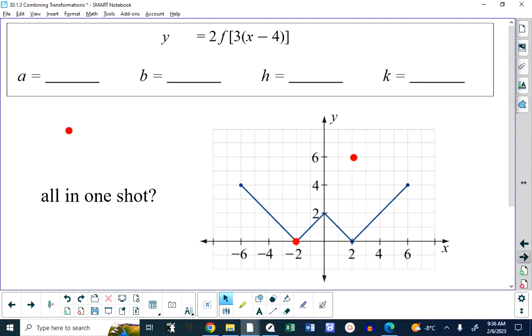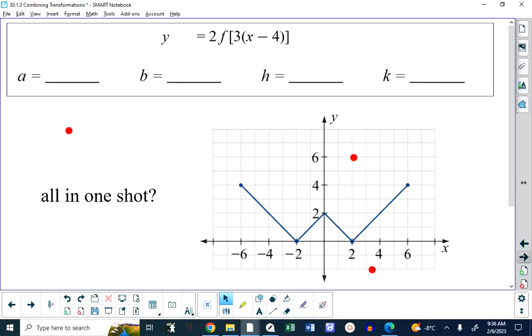Vertically by a factor of 2, doesn't move. Horizontally by a factor of 1/3, moves there. 1, 2, 3, 4, 2 down. And just continue. I think it's easier that way.